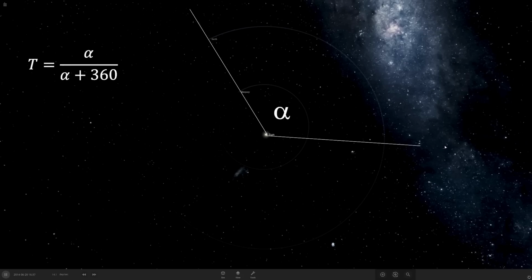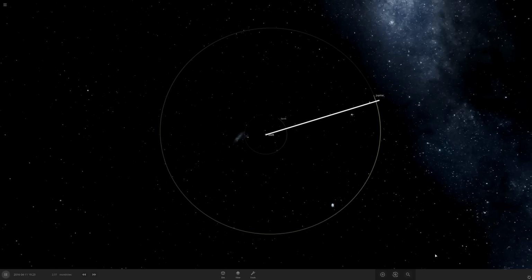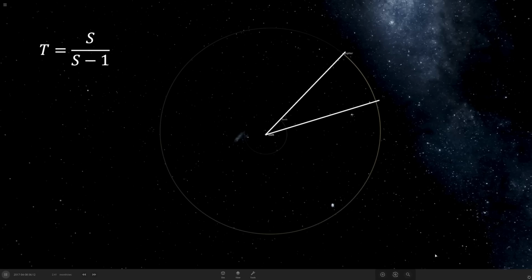Since alpha is S times 360 degrees, that gives us T equals S times 360 over S times 360 plus 360, which simplifies to T equals S over S plus 1. For the outer planets, it's instead the Earth that has to catch up. The planet hasn't moved 360 degrees more than Earth in S, but 360 degrees less. That makes the formula T equals S over S minus 1.